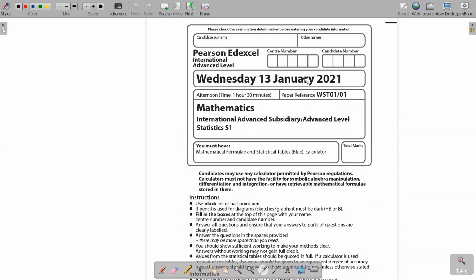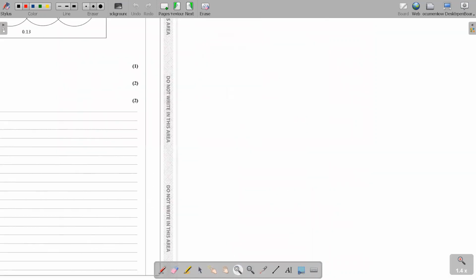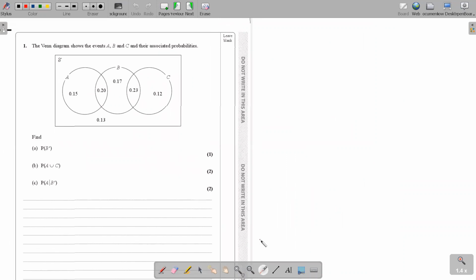Okay, so we are going to discuss the January 2021 paper. We'll start with question number 1. The Venn diagram shows the events A, B, and C and their associated probabilities. Find the probability of B dash.